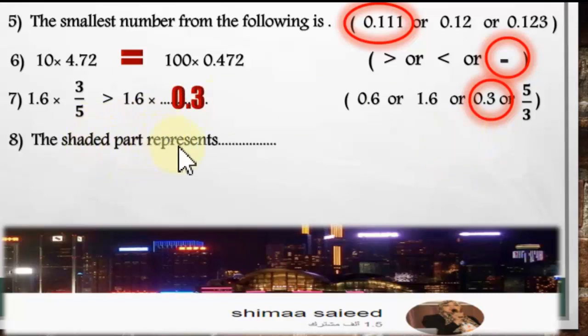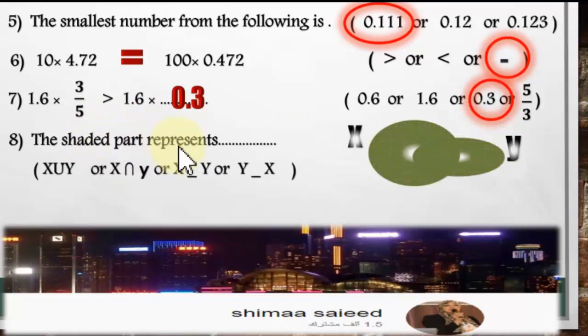The shaded part represents, is it x union y, or x intersect y, or x difference y, or y difference x? Excellent, x union y. Here we have the set of all elements inside x and y.